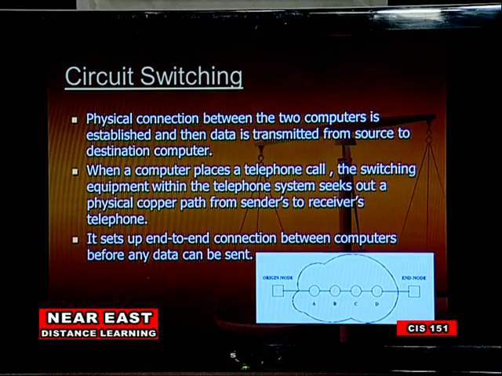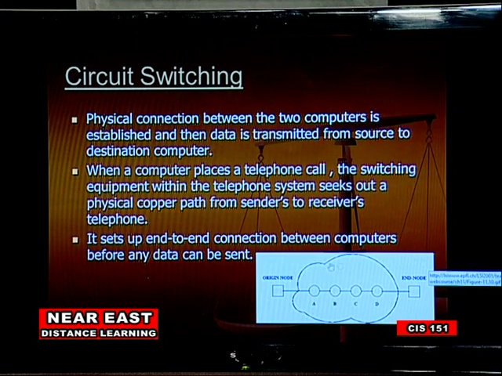In circuit switching, a physical connection between two computers is established, and then the data is transmitted from one computer to another, from the source to the destination computer. Let's say from point A to point B. This is how data is transferred. When a computer places a telephone call, the switching equipment within the telephone system seeks out a physical copper path from the sender to the receiver telephone.